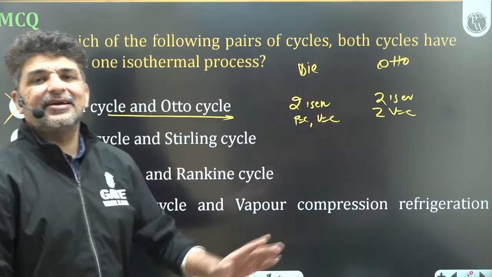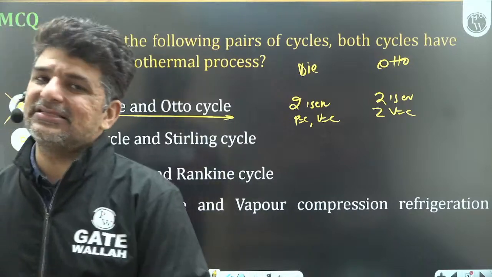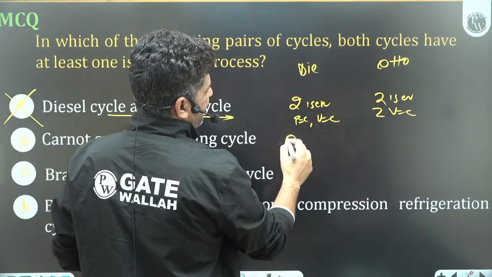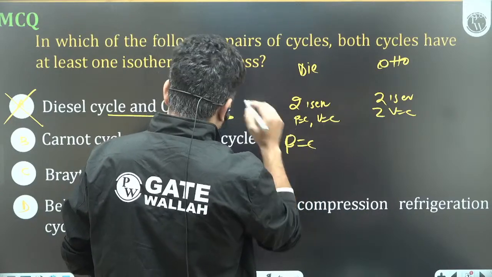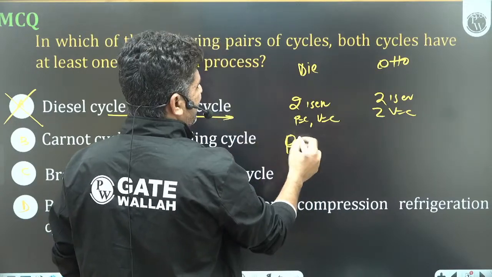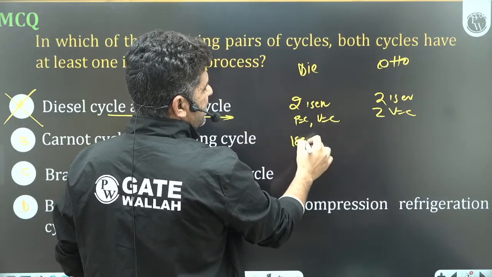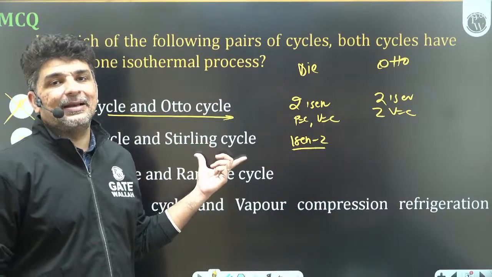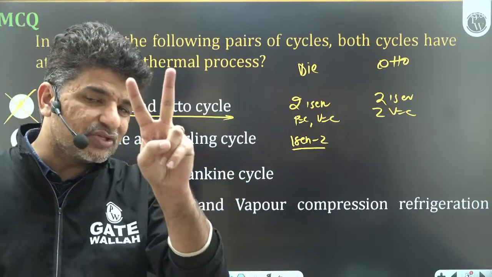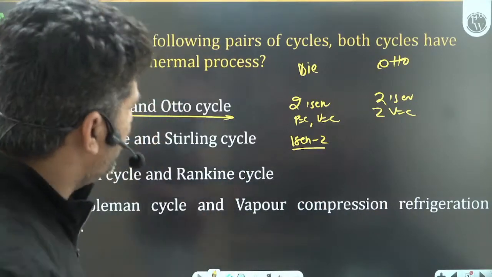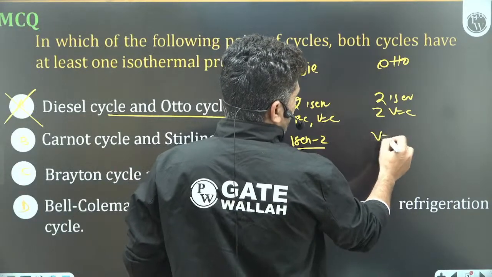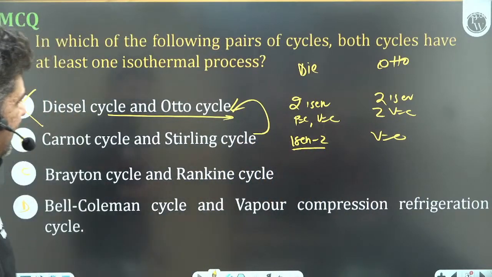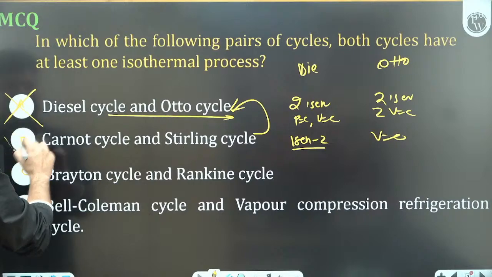Carnot cycle and Stirling cycle. We know that the Carnot cycle has two isothermal and two isentropic processes, PV to the power gamma, not constant pressure. Whereas the Stirling cycle has two isothermal and two constant volume processes. We know that from Stirling we got the Otto cycle. So actually this is the right answer.